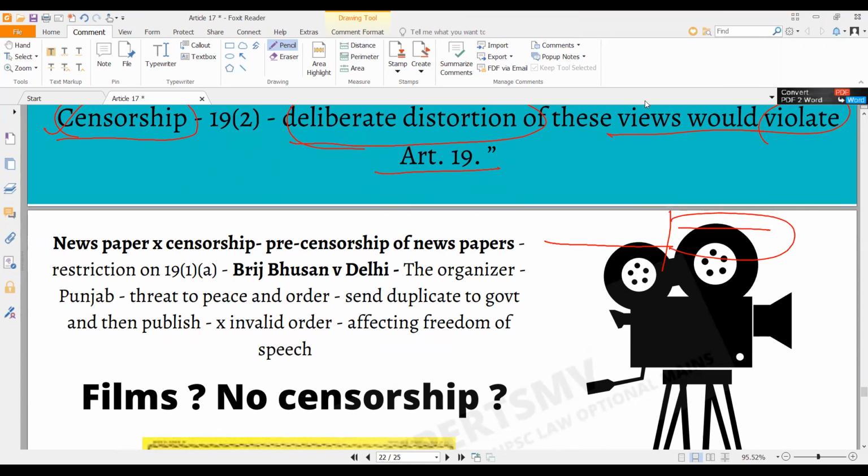Ma'am, censorship is actually deleting the unwanted speech in the newspaper. Yeah. What is actually the meaning of pre-censorship? Suppose someone gives an interview, how is the pre-censorship done?